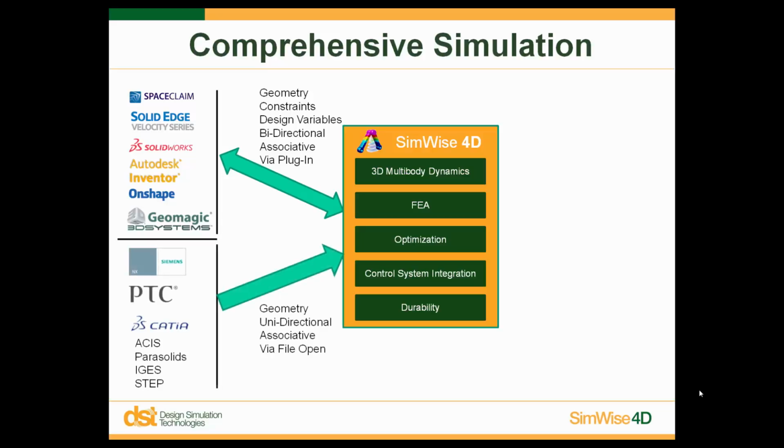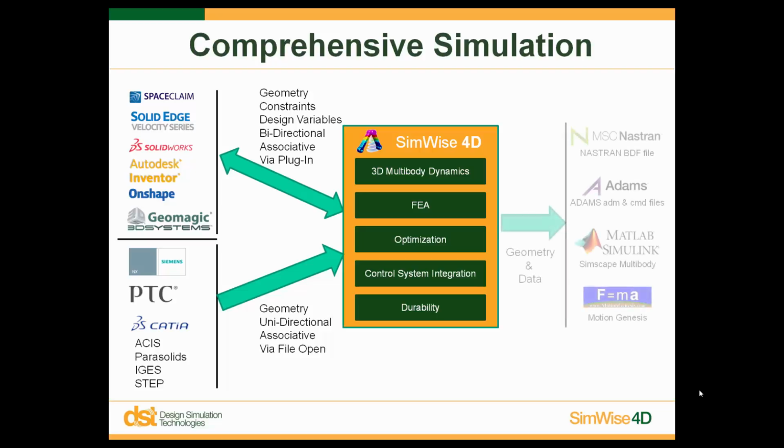The other way it can be used as a simple file open type access to different neutral type file formats, as well as NX files, Pro Engineer, and CATIA. And finally, SimWise has some extensive output capability for taking the model up to some different programs for further analysis, for more advanced simulation, integration with control systems, and things of that nature.